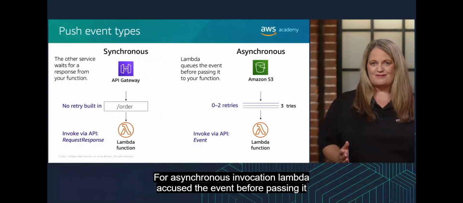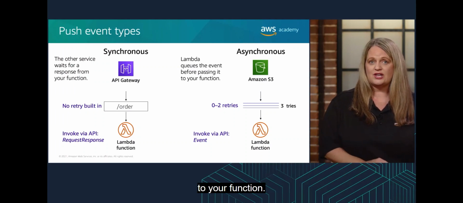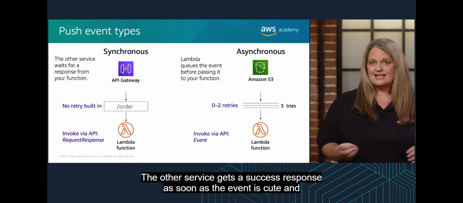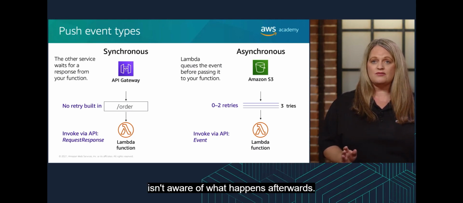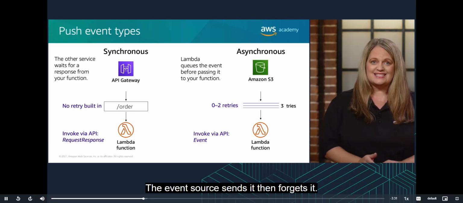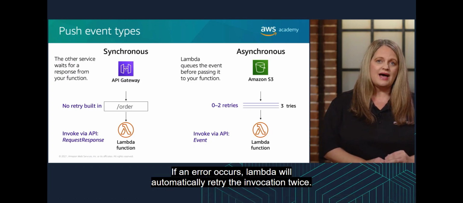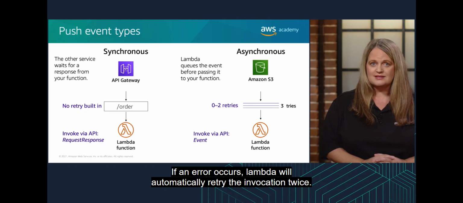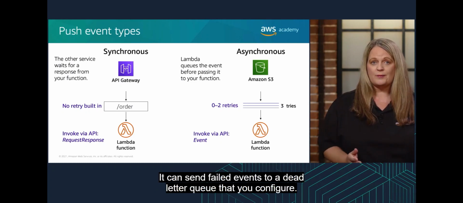For asynchronous invocation, Lambda queues the event before passing it to your function. The other service gets a success response as soon as the event is queued and isn't aware of what happens afterwards. The event source sends it, then forgets it. If an error occurs, Lambda will automatically retry the invocation twice. It can send failed events to a dead letter queue that you configure.